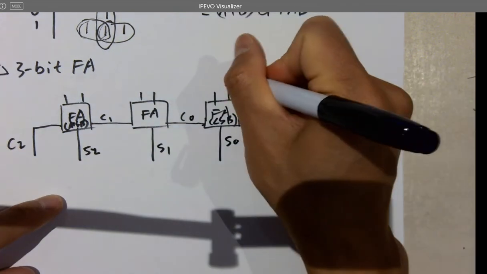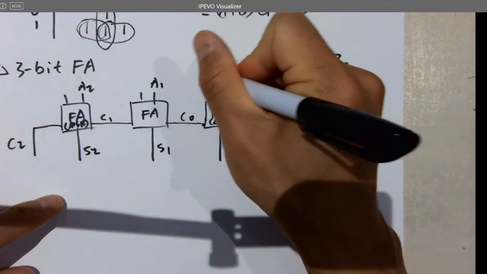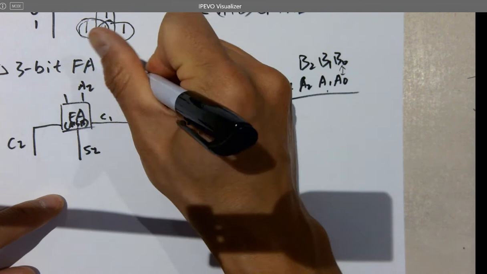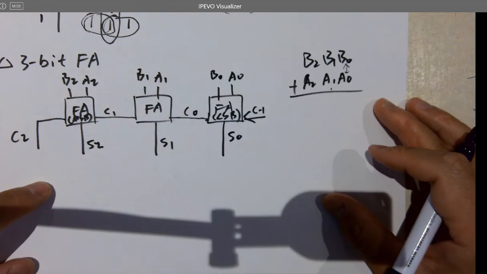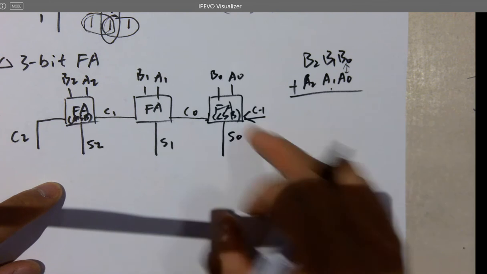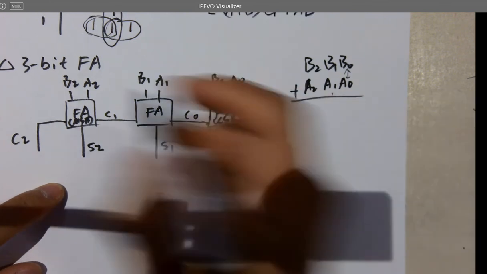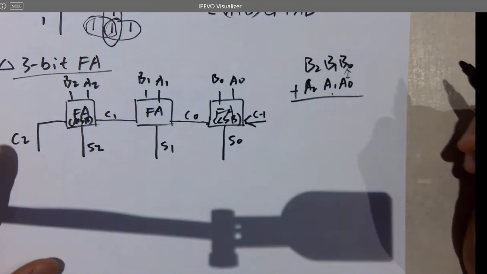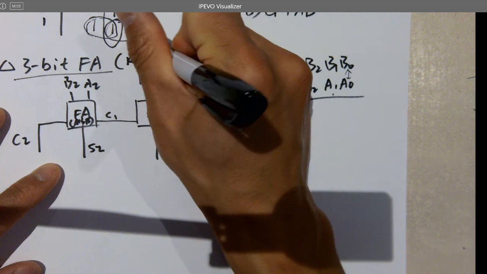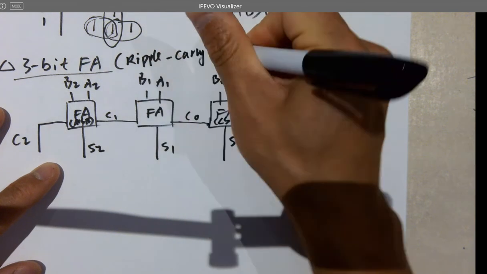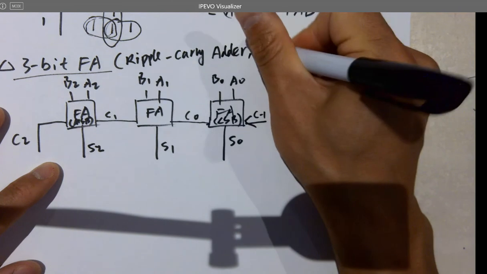And that's A0, A1, A2, and that's B0, B1, B2. So this circuit is going to implement this addition for you. And that's the 3-bit full adder. And it's called a ripple carry adder, or RCA.